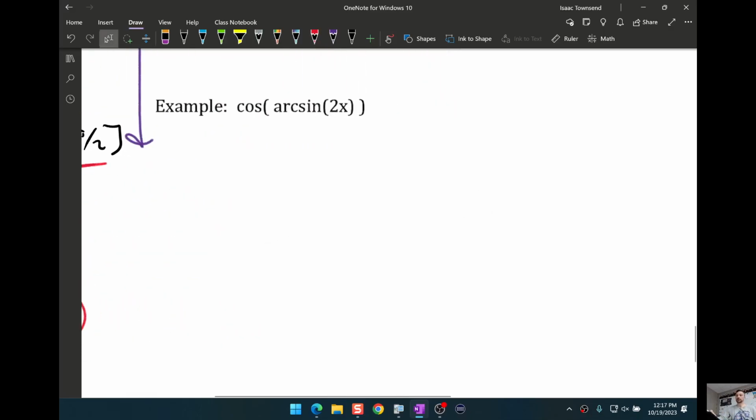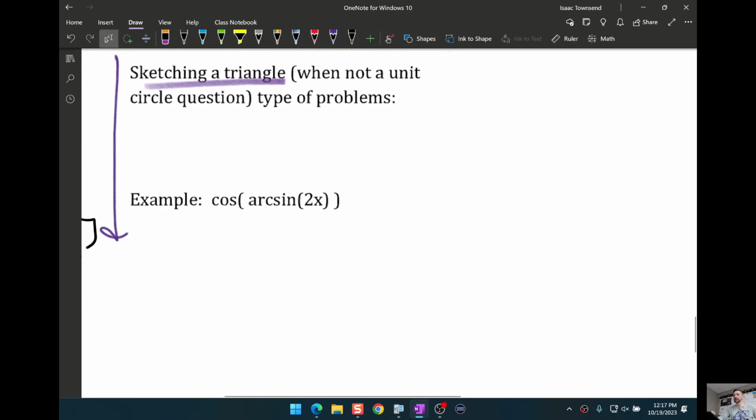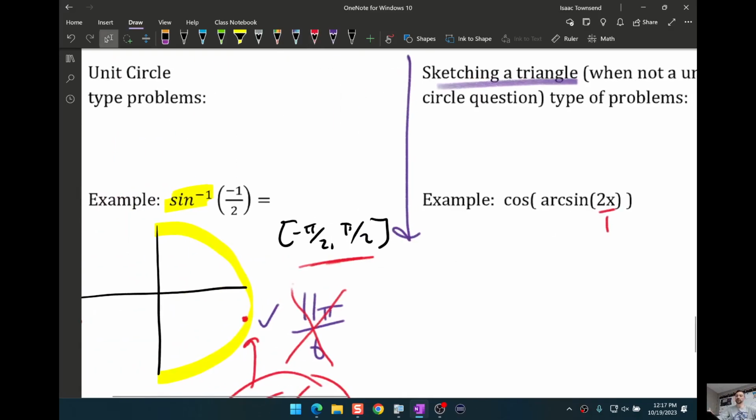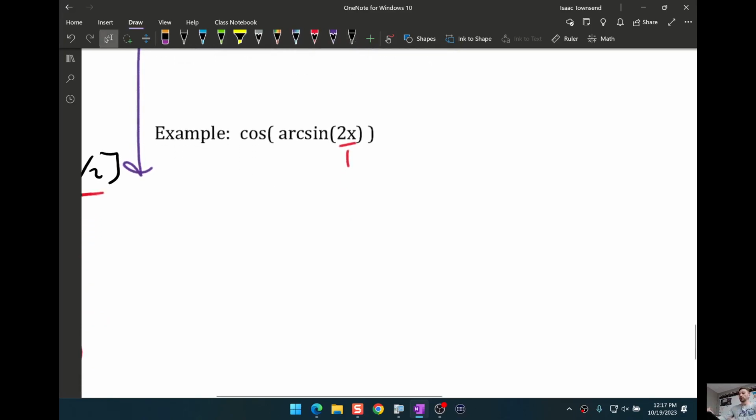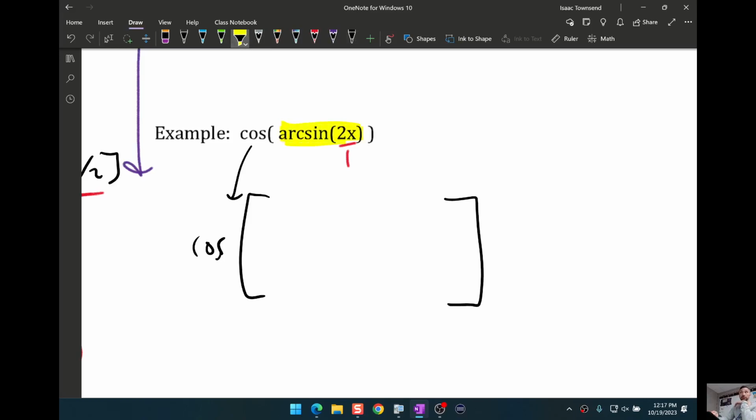Okay, the other question type that's going to come up a lot is stuff that's not unit circle. So on this one, I knew this was unit circle because -1/2 is a ratio I'm familiar with on the unit circle. Over here, the ratio was 2x over 1. There's no spot on the unit circle that I memorized that has a fraction of 2x over 1. So the only thing you can do in these question types is to sketch a triangle. So this outside piece cosine will carry along for the ride. But all of this we have to make a picture for.